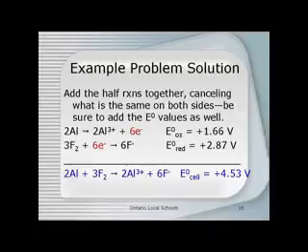When we add the standard oxidation and reduction potentials together, 1.66 volts plus 2.87 volts gives us a standard potential difference for this cell of positive 4.53 volts.